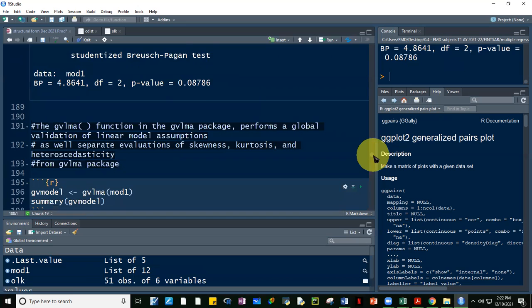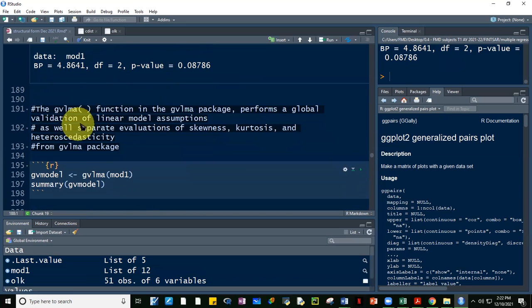Then we have this other function, the GVLMA function. This is also good because it performs a global validation. It looks at skewness, kurtosis, and heteroskedasticity. So let's run this. Let's create this object called GV model, and it's the GVLMA of model 1. Then we summarize it and run it.